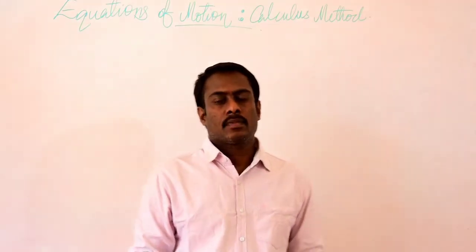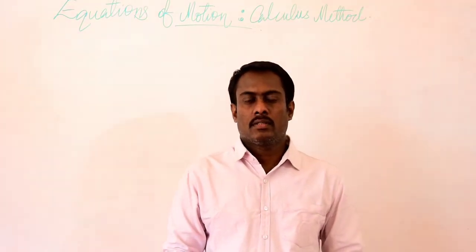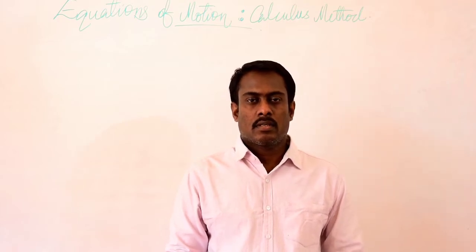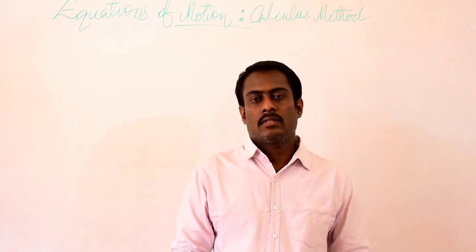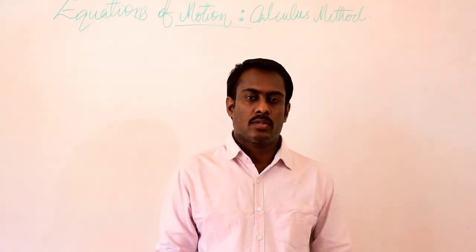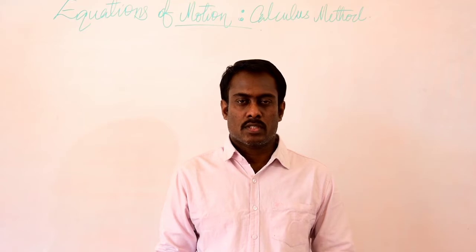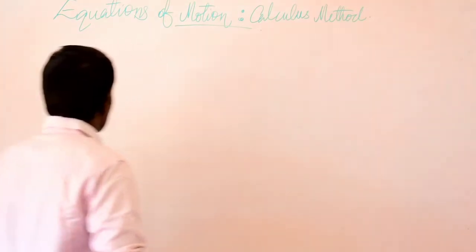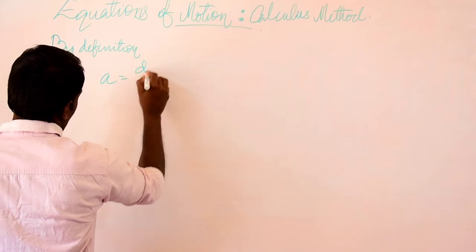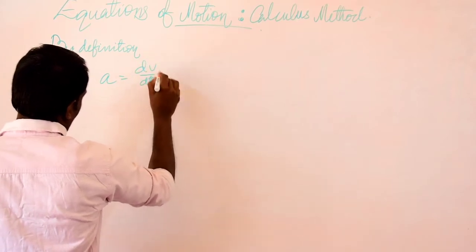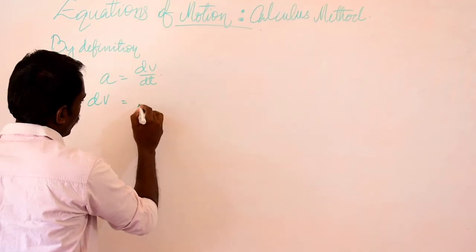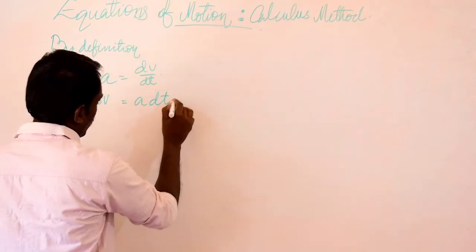Hi students, in the previous class we learned the derivation of the equations of motion graphically, and in this session we are going to describe how to get those equations of motion by the calculus method. For the first equation of motion, by definition we have a = dv/dt. From this we can write dv = a dt.